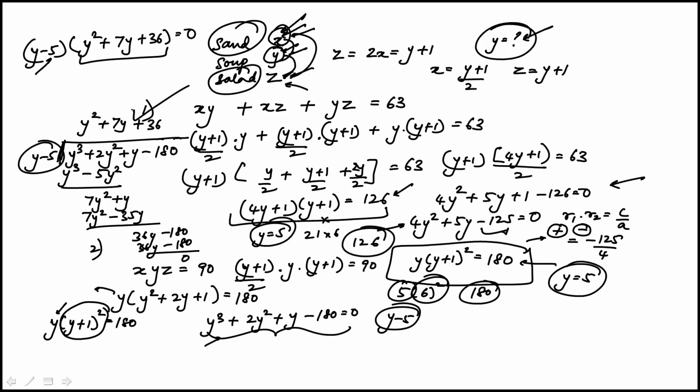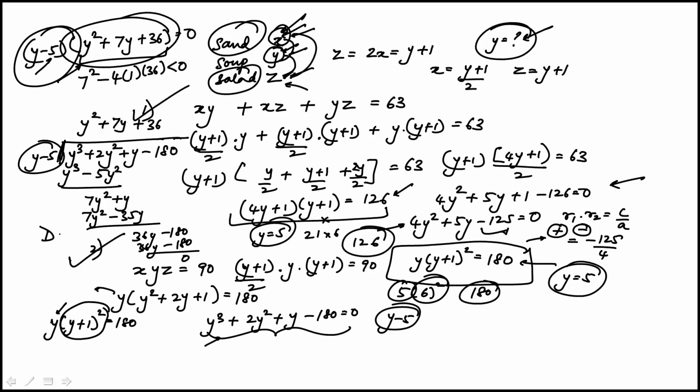Does this give me any other solution? You'll notice that the discriminant, which would be 7 squared minus 4 times 1 times 36, is negative. That means there are no real roots. This will not give us any solution. So therefore, there has to be one unique value, and therefore 2 alone is also sufficient. Answer is D.